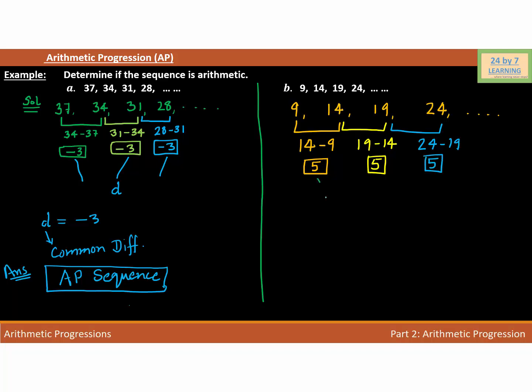As you can see, the difference between any two consecutive terms is the same, and this pattern will keep going no matter how many numbers we consider. So I can say that this difference 5 is a common difference. I can write D is equal to 5, which is my common difference. So I can definitely say that my answer is: this sequence is an AP sequence. And this is how we prove whether the given sequence is an arithmetic sequence or not.